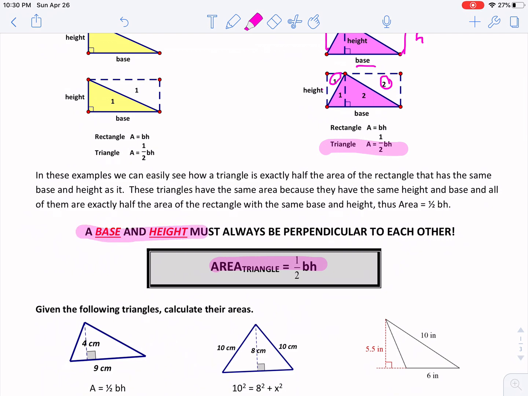Notice once again, the base and the height have to be perpendicular. They have to make a right angle. That's always going to be true for a height. It has to make a right angle with the base. It's going to be true for the next 3 weeks. We're going to talk about that a lot.